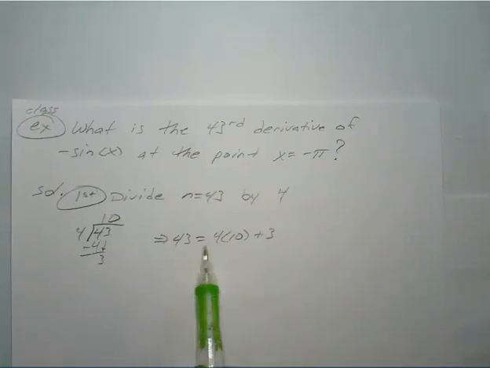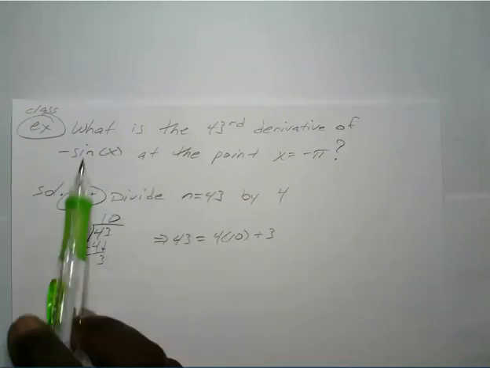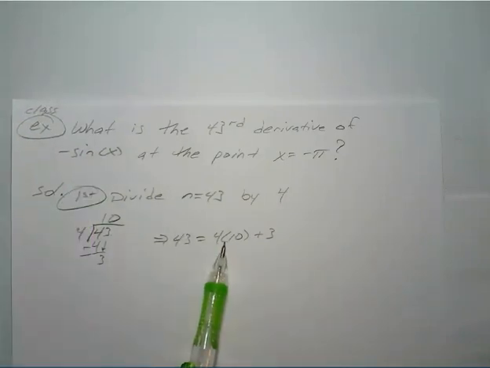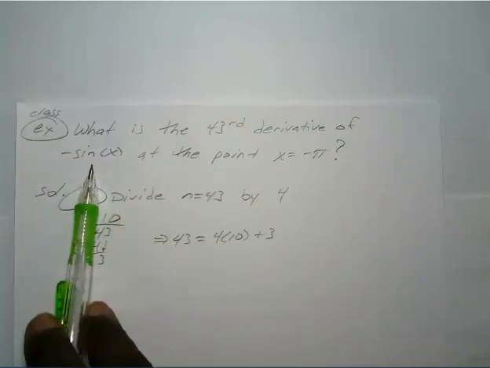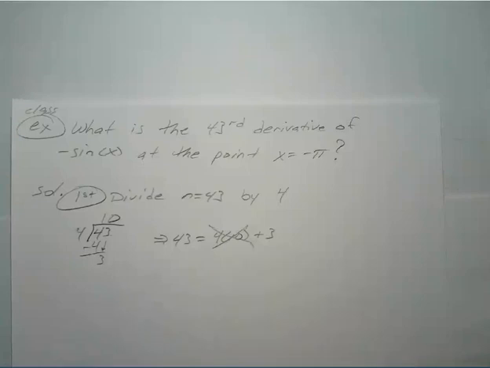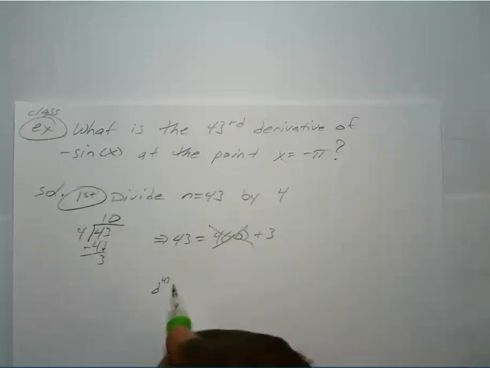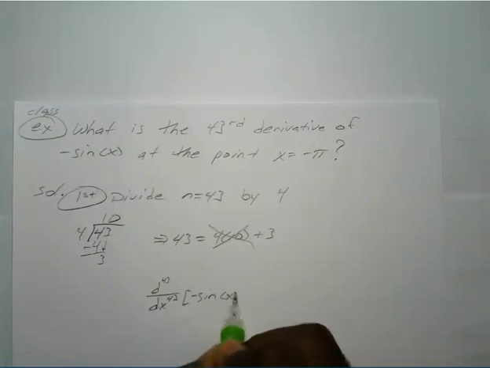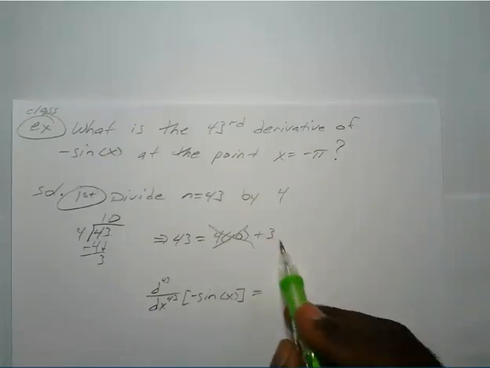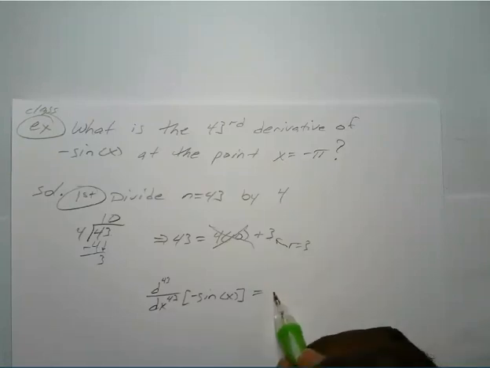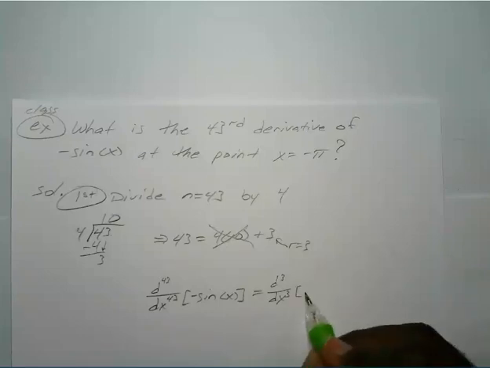Okay, so we know already that if we did the 40th derivative of negative sine x, we'd end up right back here. So we can go ahead and cross this out. Sorry about that. Okay, so what does that tell us? That tells us that the 43rd derivative of negative sine of x is equal to the third derivative of negative sine of x.